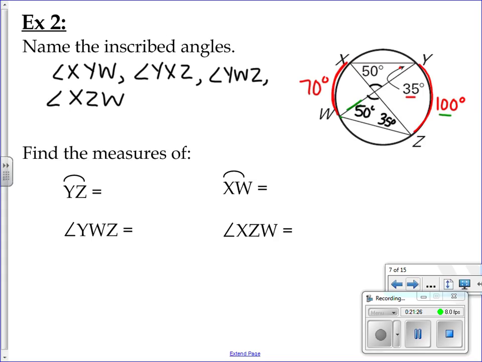Okay, so let's fill in the blanks. So the measure of arc YZ was 100. Measure of arc XW was 70. And then the measure of these angles YWZ was 50. And then XZW was 35.